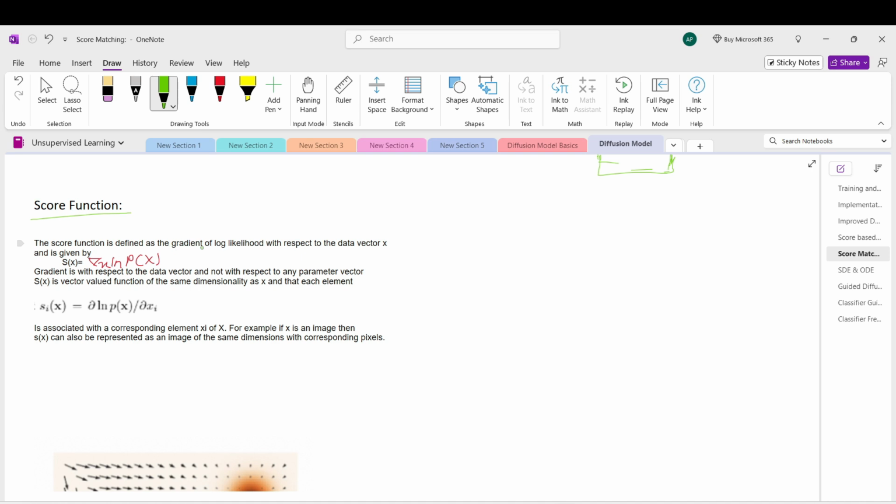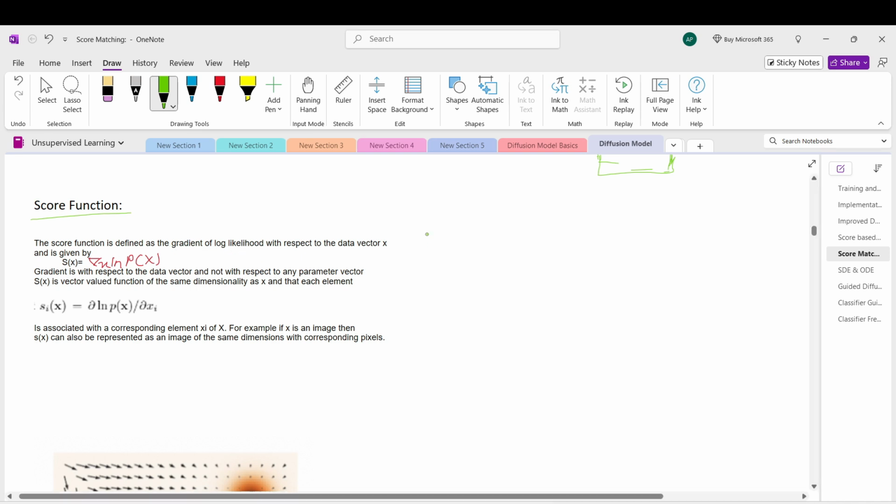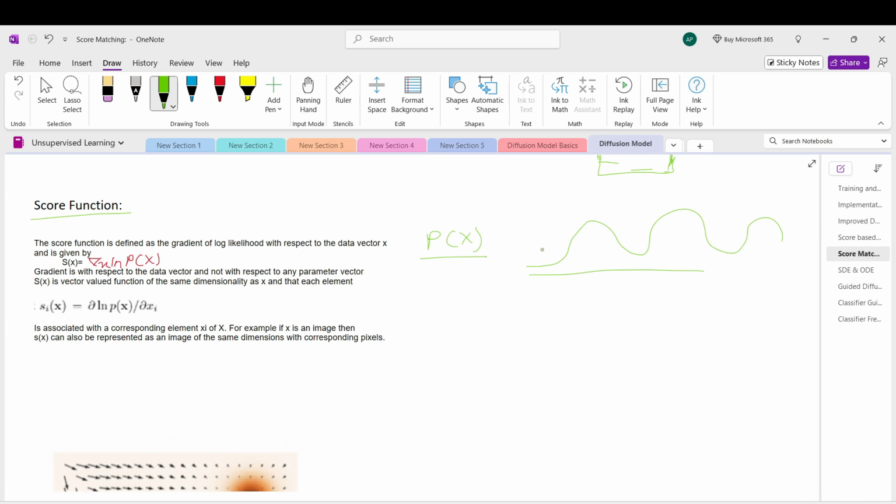The score function is defined as the gradient. So this is our probability density, and it could be the probability distribution of images of dogs. You can just imagine this is the probability distribution of dogs, and it is high dimensional and very hard to approximate. This is the distribution p theta of x, or p of x, and it has millions of dimensions.